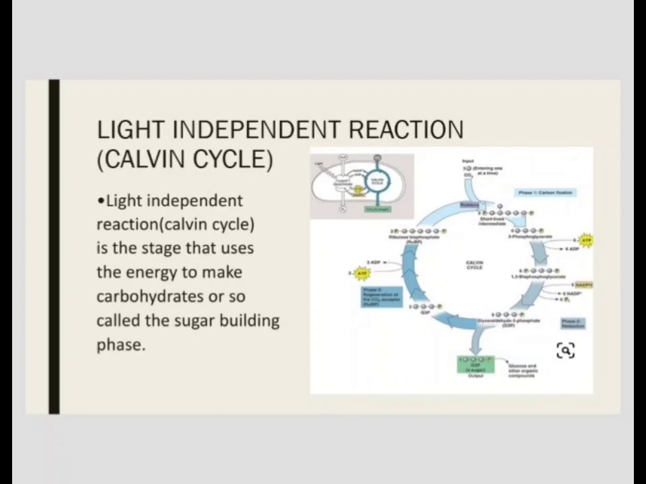For the net synthesis of one molecule of G3P, the cycle must take place 3 times, fixing 3 molecules of CO2, 1 per turn of the cycle. The Calvin cycle is divided into 3 phases: carbon fixation, reduction, and regeneration of the CO2 acceptor.